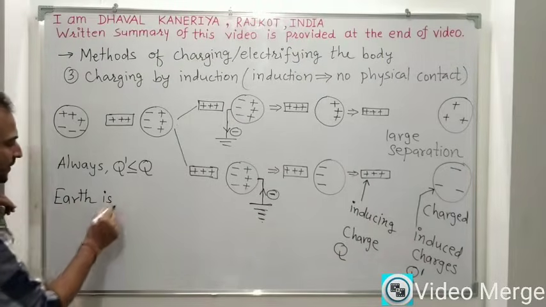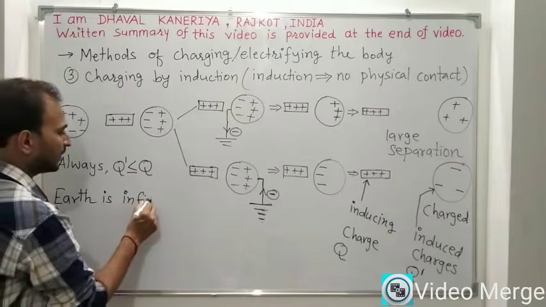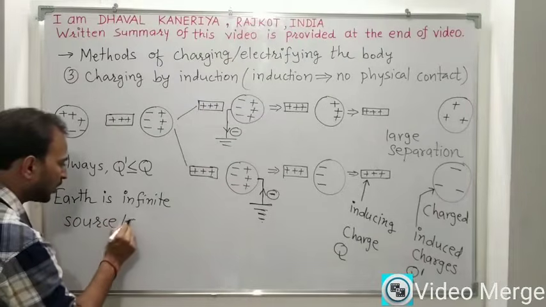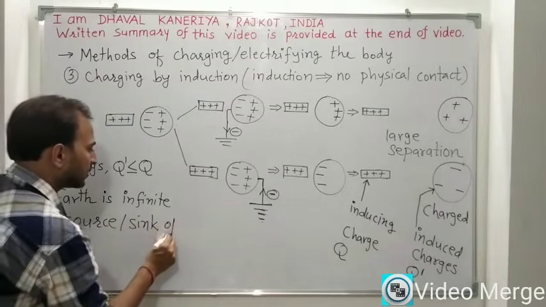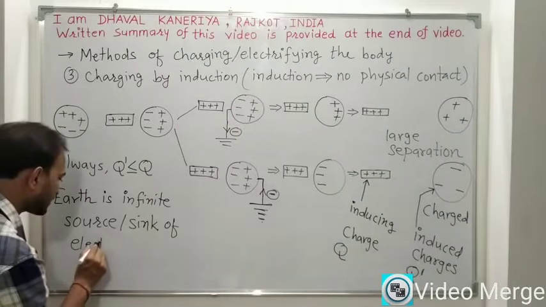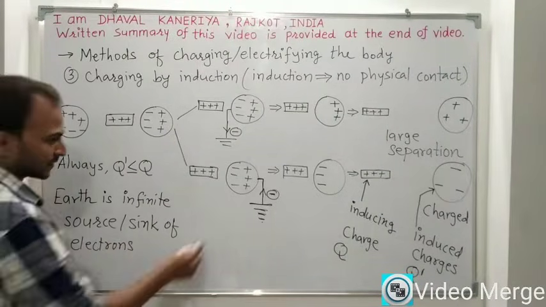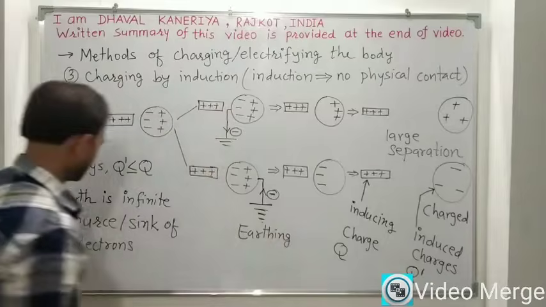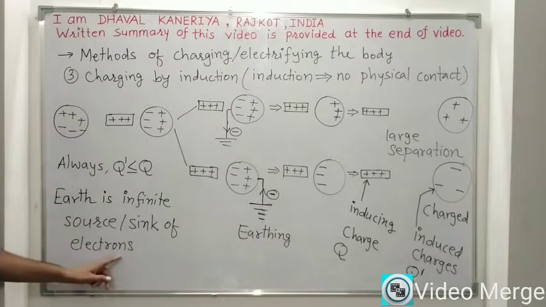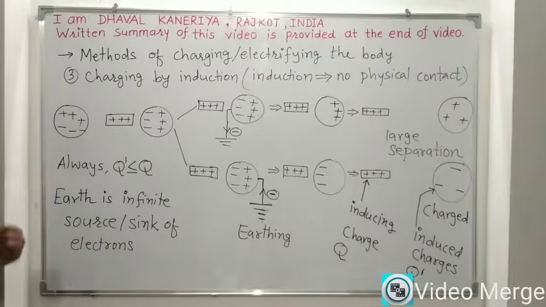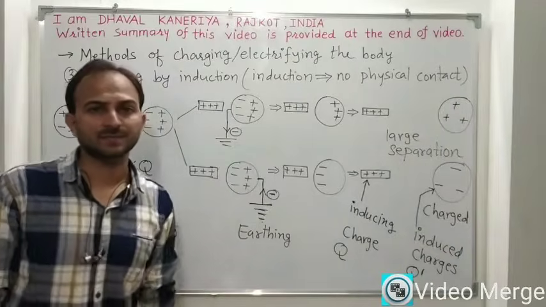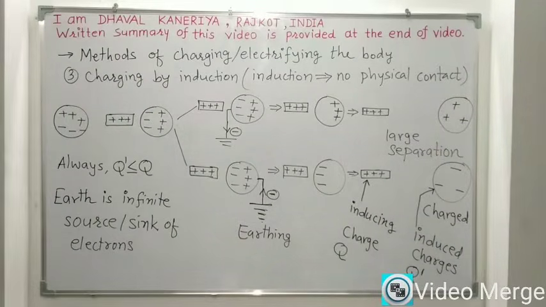Earth is infinite source or sink of electrons. This is called earthing the body. Sink of the electrons means earth can take electrons. Sink is a place where we dispose unwanted things, extra things. So this is charging by induction.